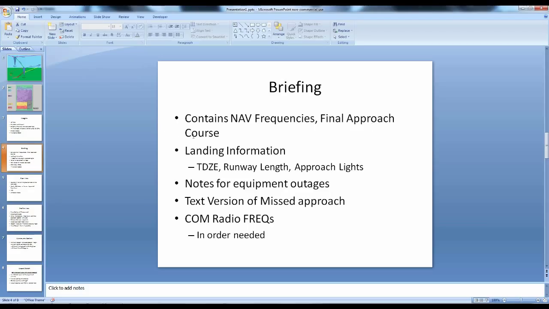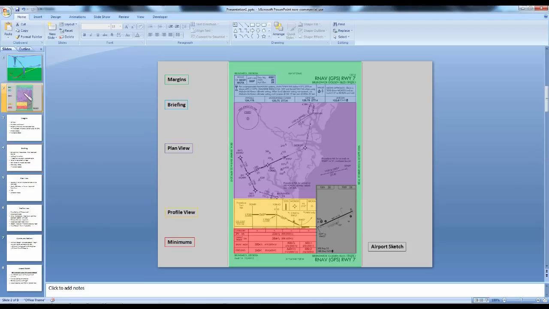It contains landing information such as the touchdown zone elevation, runway length, and approach lights. If you look, runway length 8,001 feet, touchdown zone elevation 26, airport elevation 26. And down here between the notes and the missed approach, it contains the approach lights. Me personally, I wish that was over here. I consider that more part of the landing information, but they put it there.